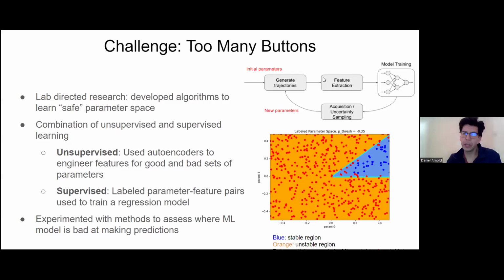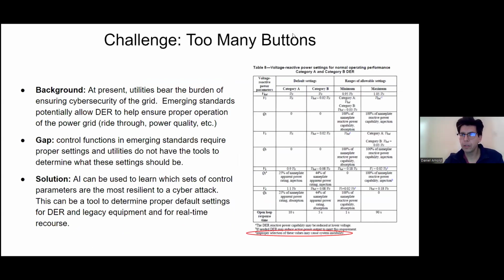No, we really follow the standards here. So let me go back. This table shows what is possible for these settings. These are parameter ranges which are fairly unrestrictive. So we operate within this table, and it gets more complicated because every device can have its individual parameters configured according to this table. Due to the nonlinearities of power flow and the nonlinear dynamics at play, it's not intuitive when you look at this table to identify which sets of parameters are going to result in good operation of the system.